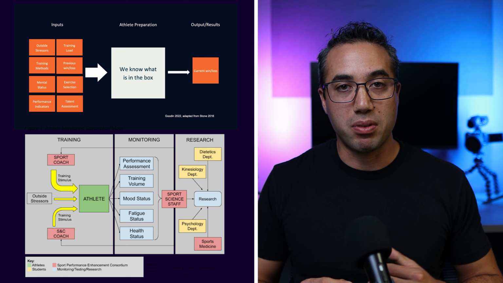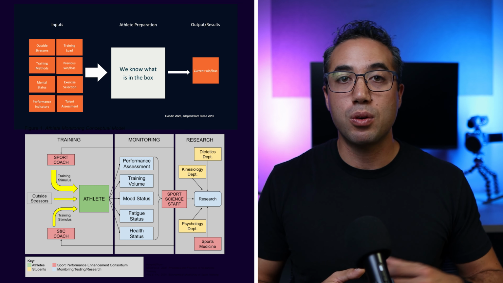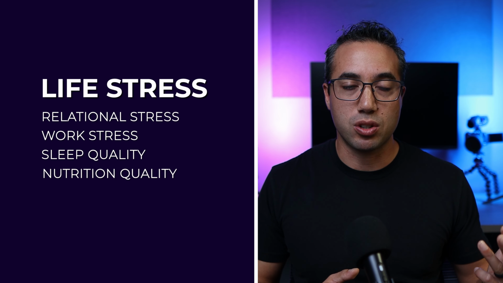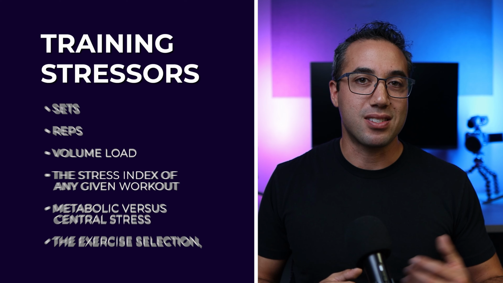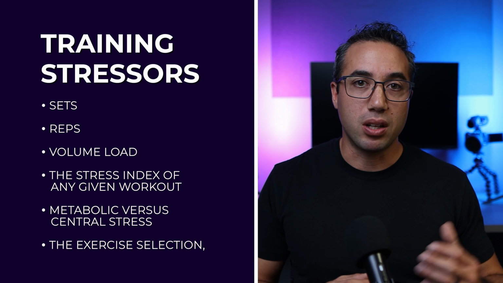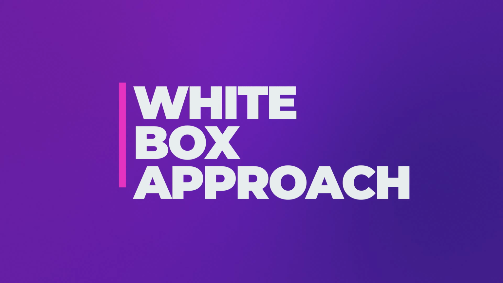every step of it, both the inputs and the outputs, to make it clear and transparent, so that we know all of the stressors that are going into training: life stress, such as relational stress, work stress, sleep quality, nutrition quality, as well as the training stressors, the sets, the reps, the volume load, the stress index of any given workout, metabolic versus central stress, the exercise selection, all of that. We want to monitor those things and know what's actually going into the box, and then monitor the outputs. And this is what's called a white box approach to training, and it's the best practice in sports science.